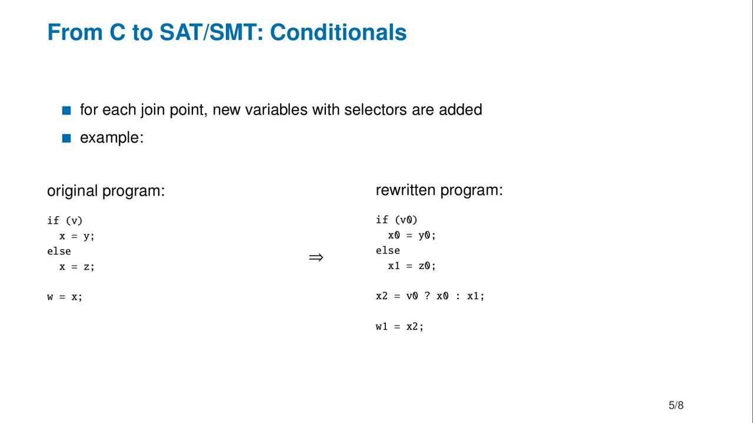And we do the single static assignment. We assume that v has also been renamed somewhere. So if v0, then we say x0 is y0, and otherwise x1 is z0. And now we have to merge them somehow again, and we do this as follows. We say x2 is based on the value of v0. If v0 is true, then x2 is x0, and otherwise x2 is x1. And then we have captured the values of x in this variable x2, and we can say w1 is x2. Yeah, and this gives us this representation of the if-then-else statement.